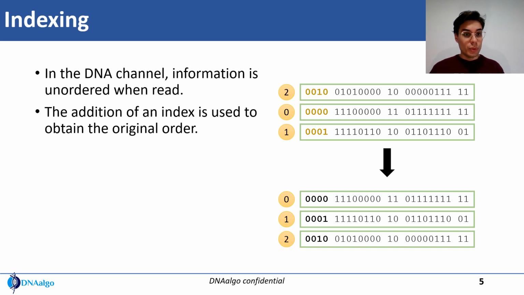The reason that we use an index is that when reading DNA sequences, the data might be shuffled around. So in order to recover the original ordering, you must use an index and evaluate the index.